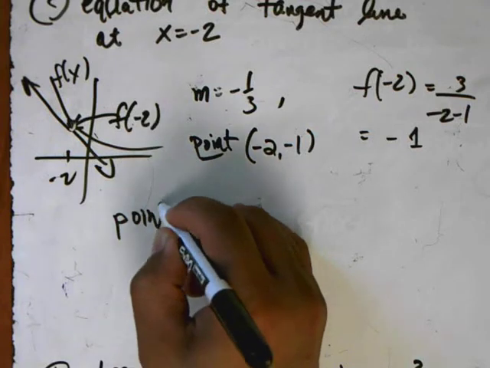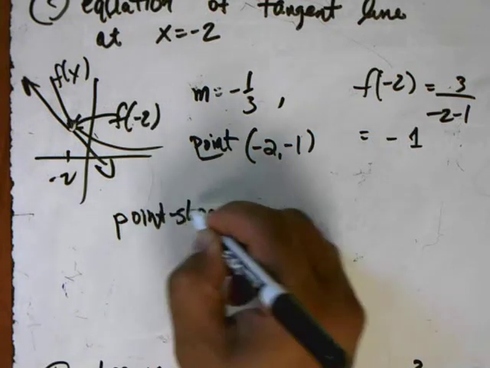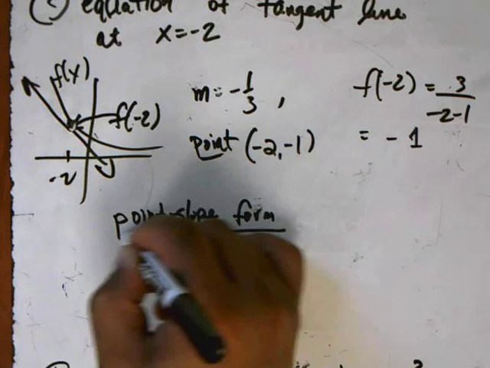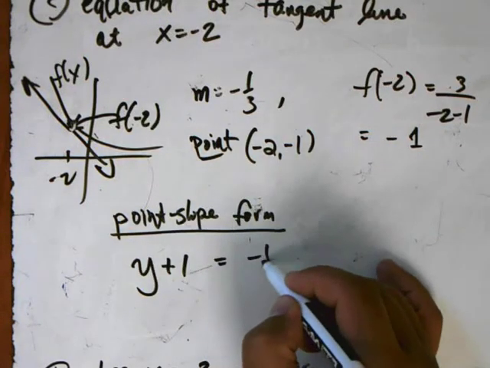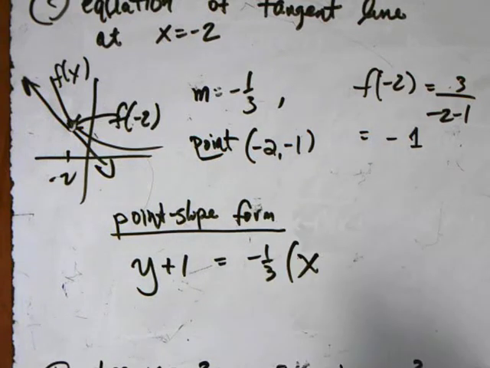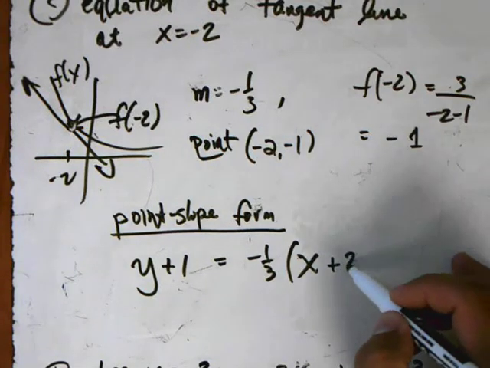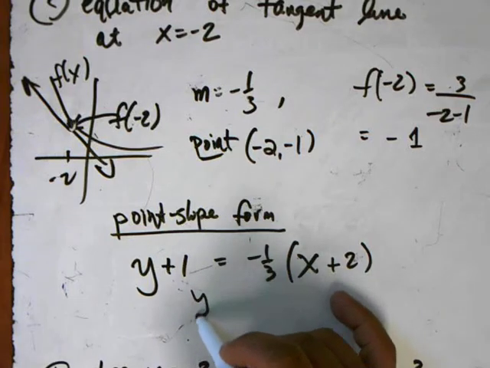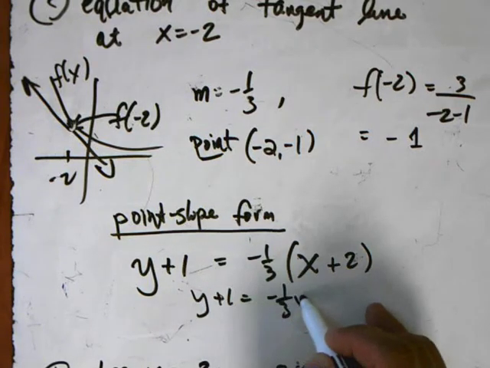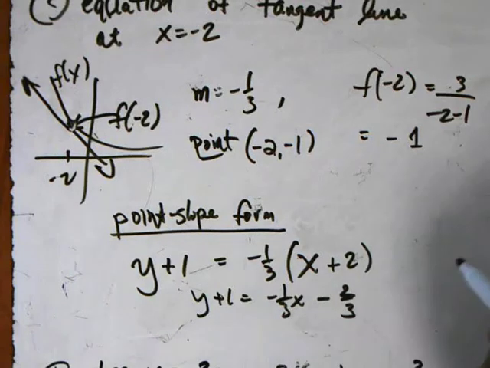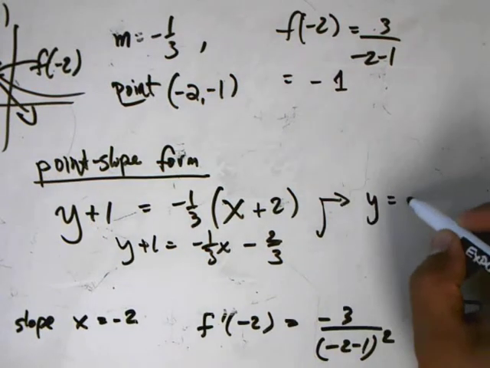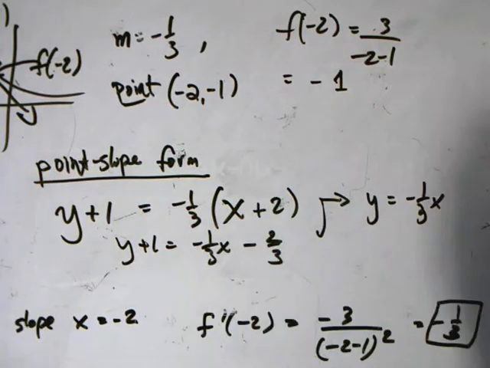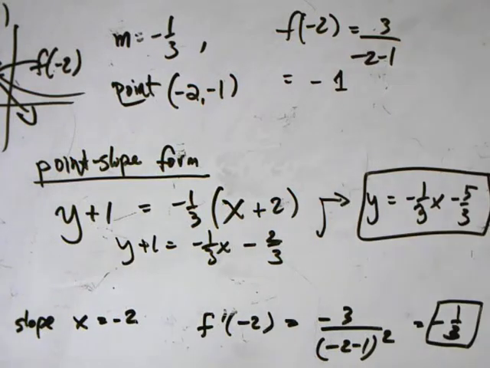And then from there I can use point slope form, and it might be helpful to review what point slope form is really doing. So I can say y minus -1, or plus 1, is equal to the slope times x minus the x coordinate, or plus 2 in this case. This gives me y plus 1 equals -1/3 x minus 2/3. Bring it up here to finish. This gives me y equals -1/3 x, and subtracting 1 from both sides gives me -5/3. And so there you have it.